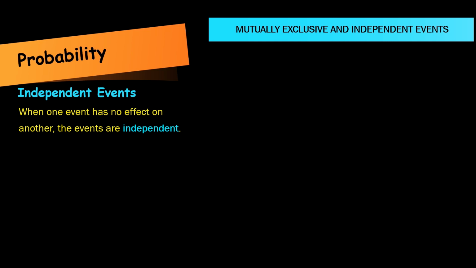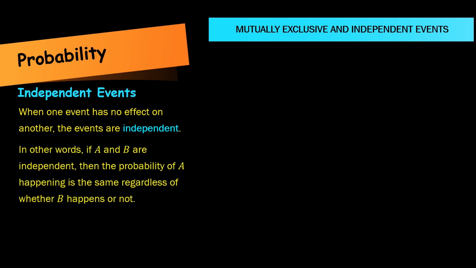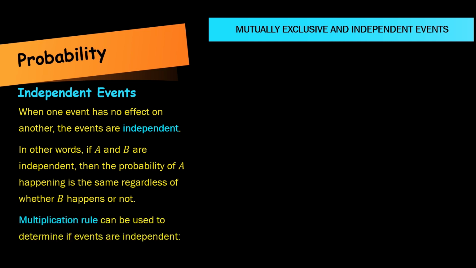We're now going to take a look at independent events. When one event has no effect on another, the events are independent. In other words, if A and B are independent, then the probability of A happening is the same regardless of whether B happens or not. The multiplication rule can be used to determine if events are independent. So probability of A and B equals probability of A times probability of B if A and B are independent.